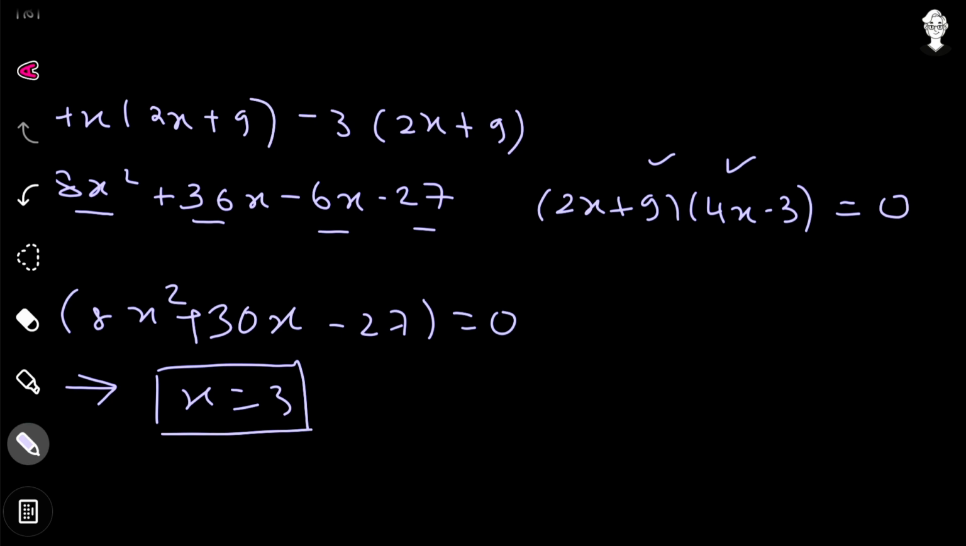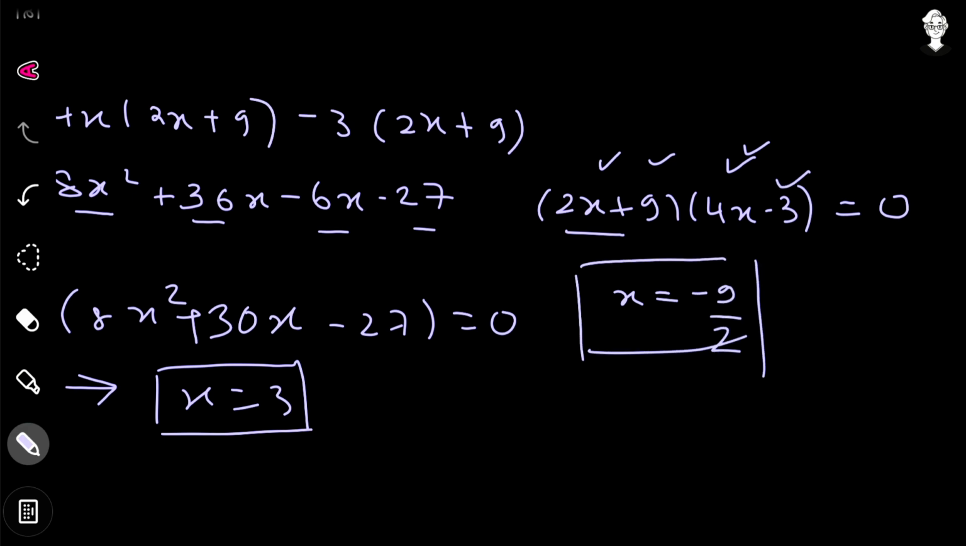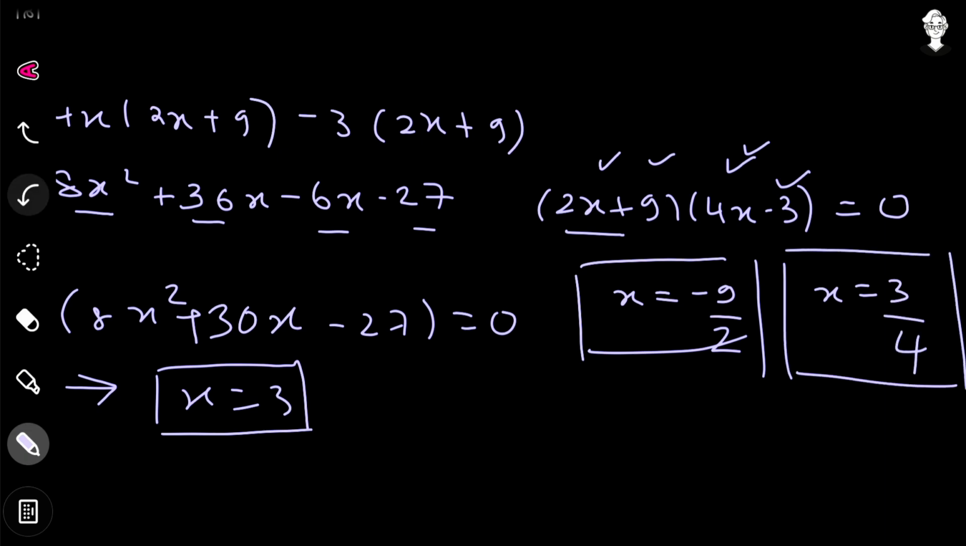So from here also we can compare either this is 0 or that is 0. So if we compare this one with 0, we'll get x is equal to negative 9 upon 2. And if we take this as equal to 0, we'll get x as equal to 3 upon 4. So here we have got three values of x, that is x is equal to 3 or else negative 9 upon 2 or else 3 upon 4, and all these three belong to the real plane.